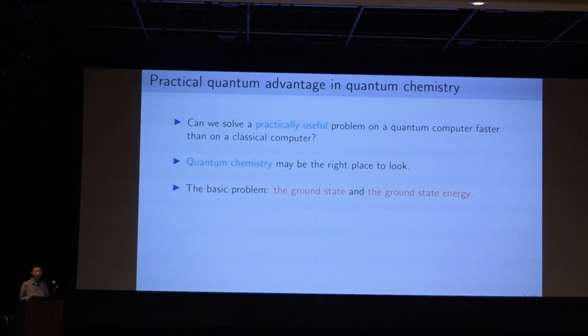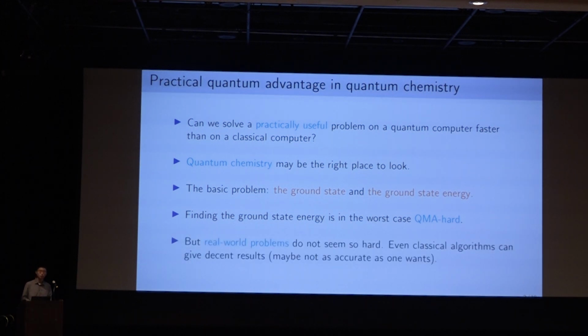I think yesterday Nathan said we should look for problems beyond the ground state. I totally agree with that, but the ground state forms the building block of all the other tasks. So if you cannot solve this, then you cannot solve any other problem as well. From a complexity theory point of view, we have a very pessimistic picture because finding the ground state energy is, in the worst case, QMA-hard. However, this is not exactly what we see in real-world problems, because even classical algorithms seem to work fine. You can get some very non-trivial accuracy out of them, although they may not be as accurate as you want. So there's some room to use quantum algorithms to get higher accuracy than you can get classically.